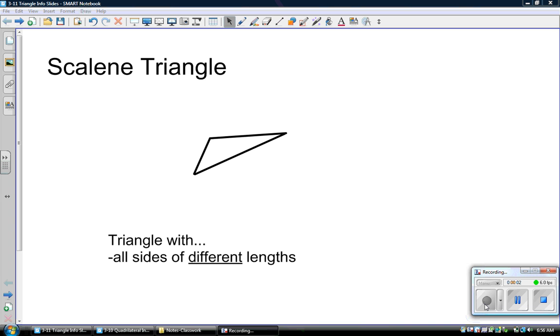Hey guys, so I just wanted to go through the properties of different types of triangles so that we know what we need to know in order to prove it.